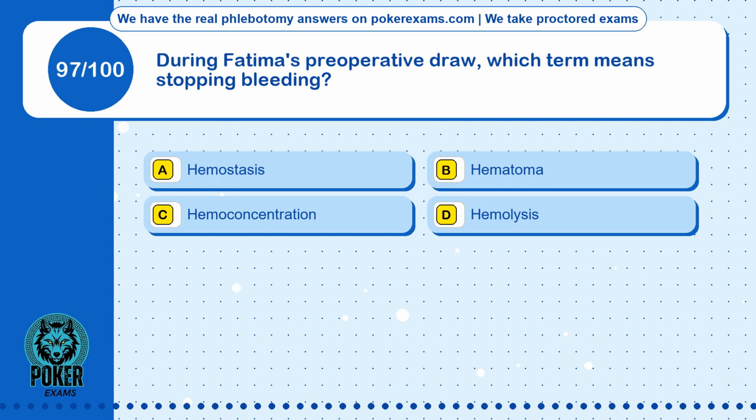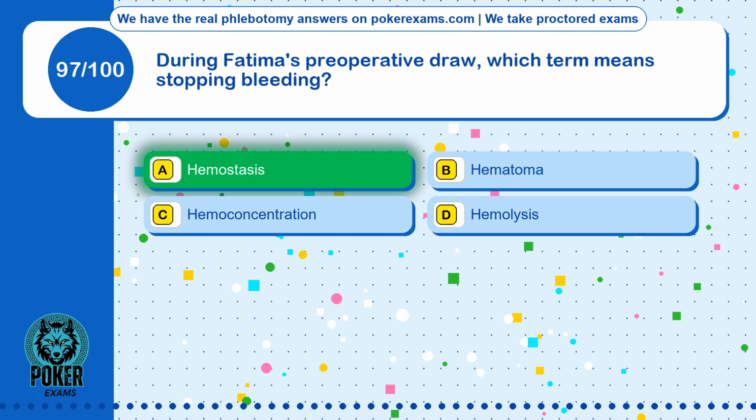Question 97. During Fatima's preoperative draw, which term means stopping bleeding? Option A, hemostasis. Option B, hematoma. Option C, hemoconcentration. Option D, hemolysis. The correct answer is option A. Hemostasis.